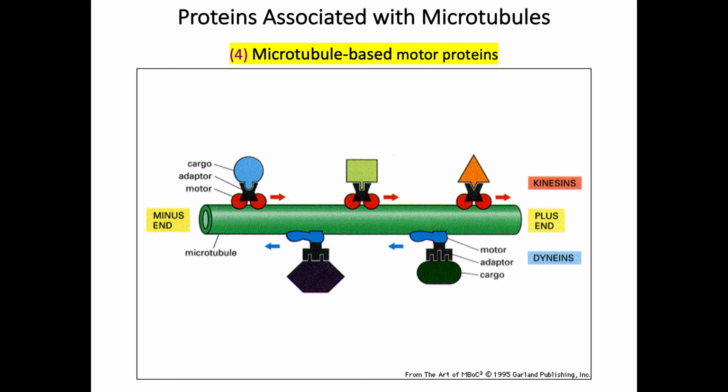So let's take a look at the real thing now. Here you have the plus and the minus end of the microtubule. Kinesins are the first group of motors, which move towards the plus end. On the other hand, dyneins are the second group of motors, which move towards the minus end. It's similar to the myosins in a sense that all myosins move towards the plus end and only myosin 6 goes towards the minus end, and you have the same thing here.